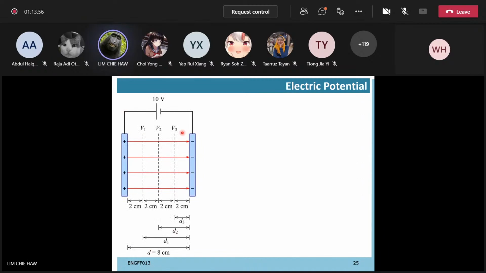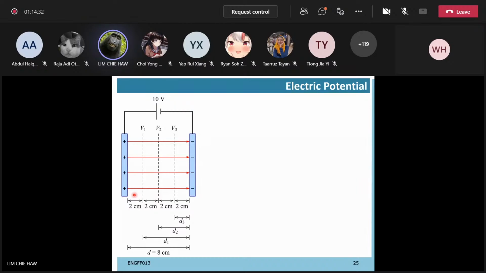So this is just a further explanation, because from what I explained just now, you may not be able to get the idea. Therefore, I try to break it into several parts and use calculation to show you. Let's look at this situation. This is the same parallel plate that I showed you just now. We are using 10 volts, and the total gap between the plates, let's say, is 8 centimeters. I divide it into 4 portions, so I will have 2 centimeters for each portion.